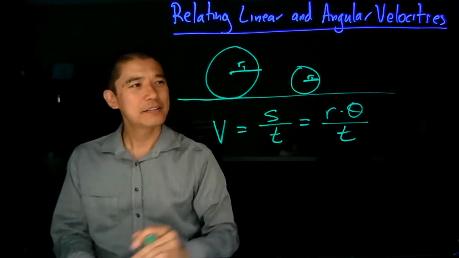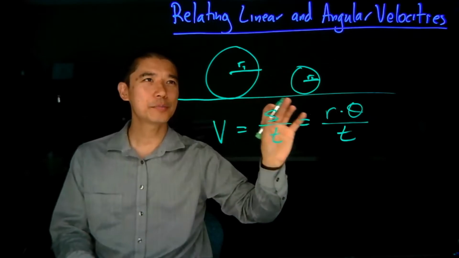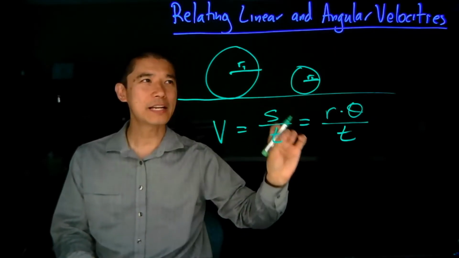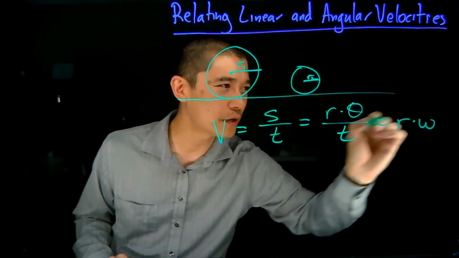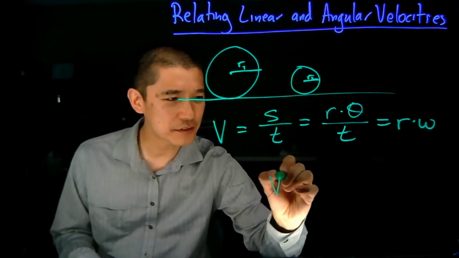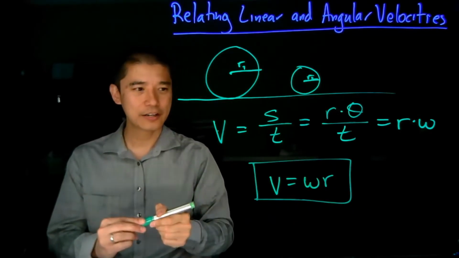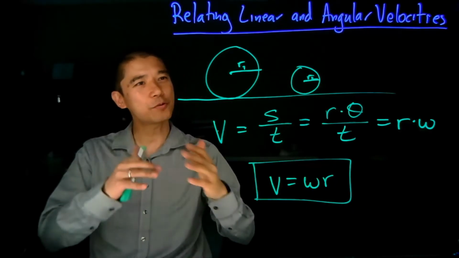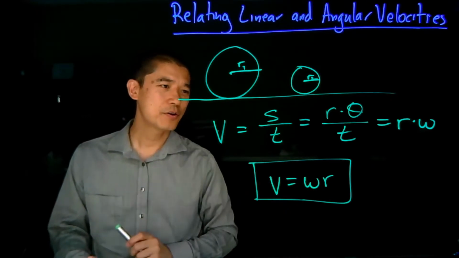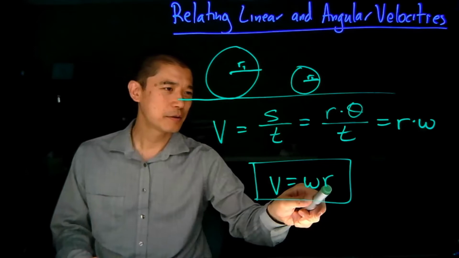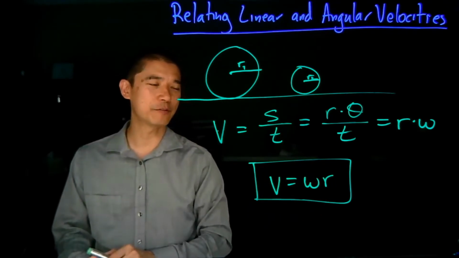This ratio, theta over t, angle per time, is an angular velocity. And so in fact, this is r times omega. And that gives us our fundamental relationship. Velocity is omega times r. And this relationship right here also captures everything that we said before. If we have the same rotational speed, but we have different radii, the bigger radius corresponds to a bigger velocity.